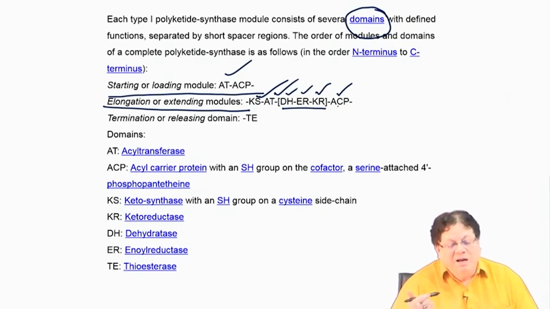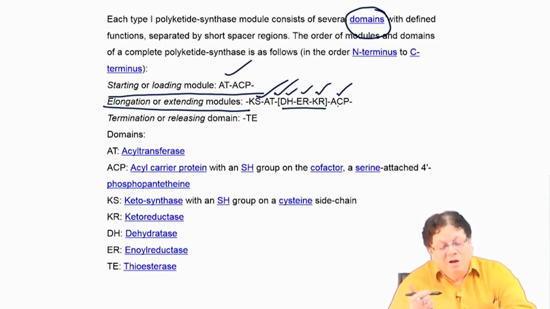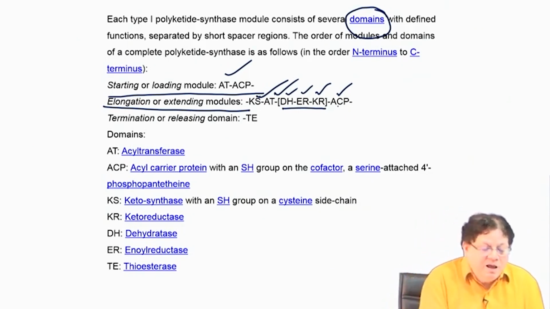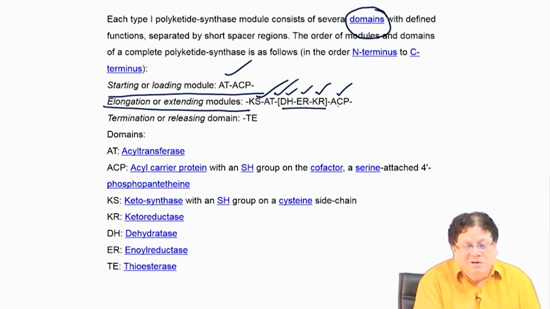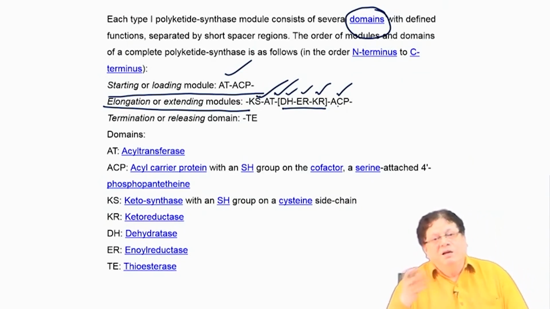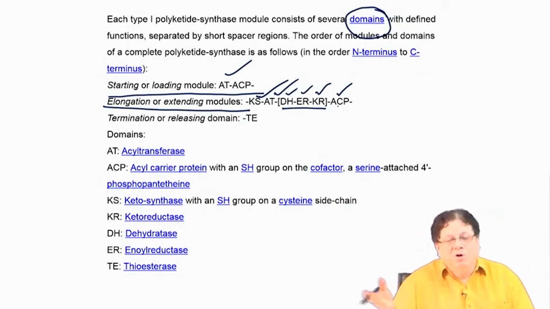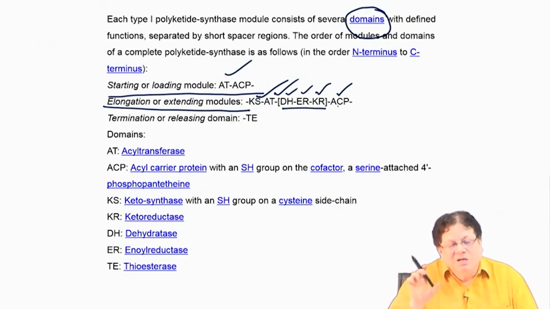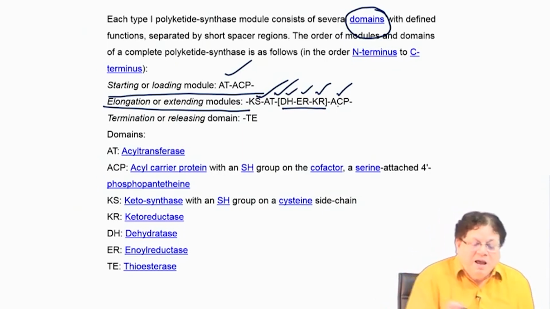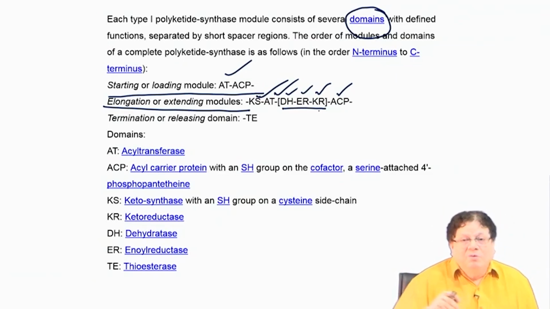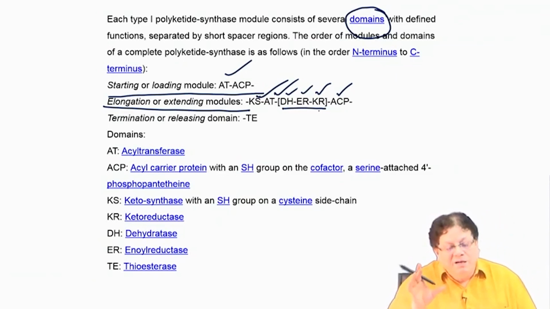Apart from that, you can have ketoreductase, dehydratase, enoyl reductase. And then this is repeated over and over again. Module 1, then it goes to module 2, then module 3, module 4. Again I repeat, depending on the number of extension units that the microorganism, the living system, wants to incorporate. And then when the desired length of the polyketide has been made, then what happens?